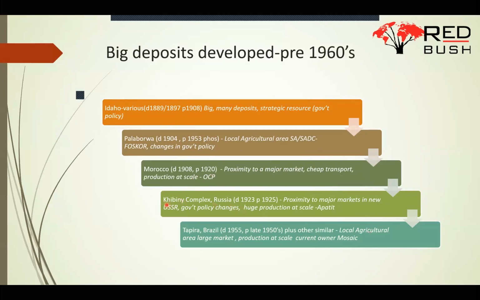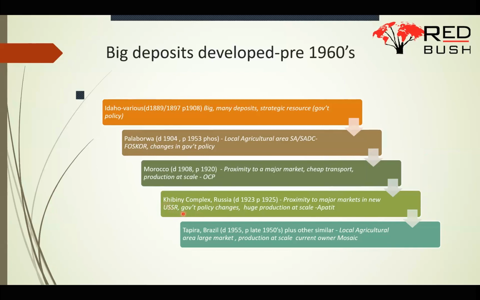The Kibni or Kibna complex in Russia, also discovered in 1923, goes into production straight away. The new USSR obviously needs to feed an awful lot of people, and they need fertilizer. So again, proximity to a major market is Russia and Central Europe.